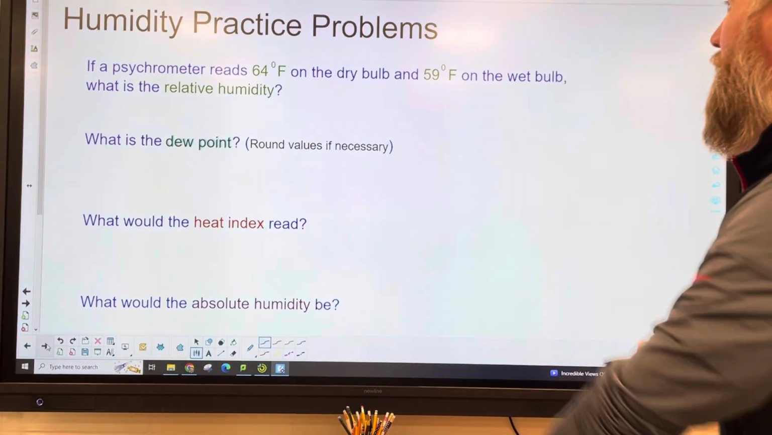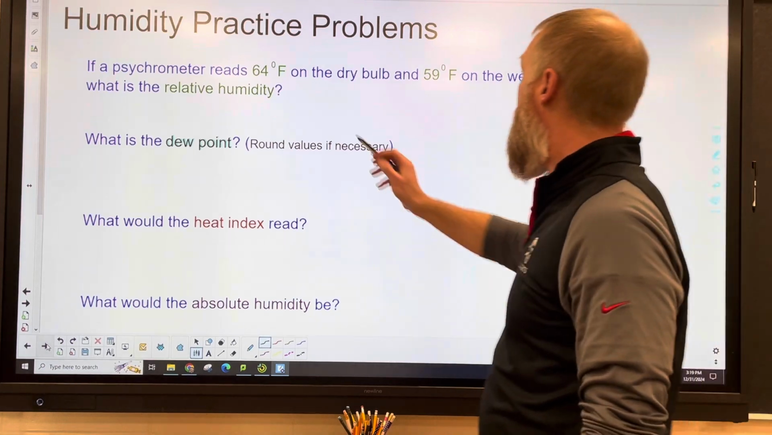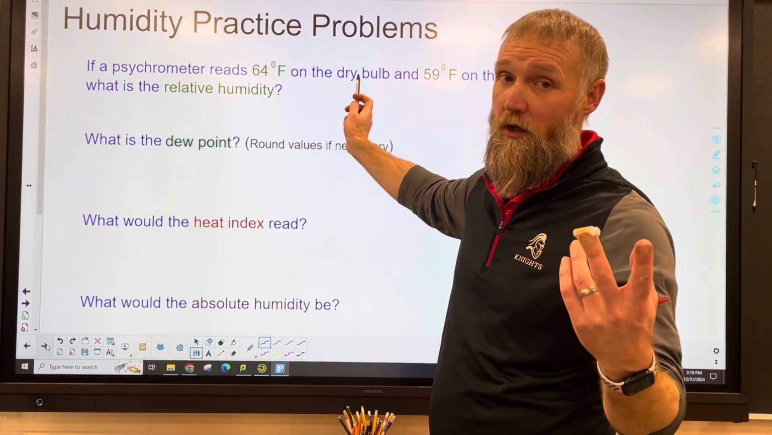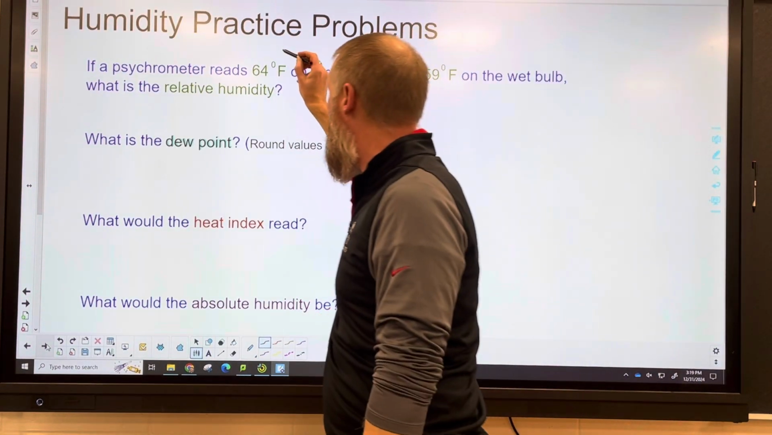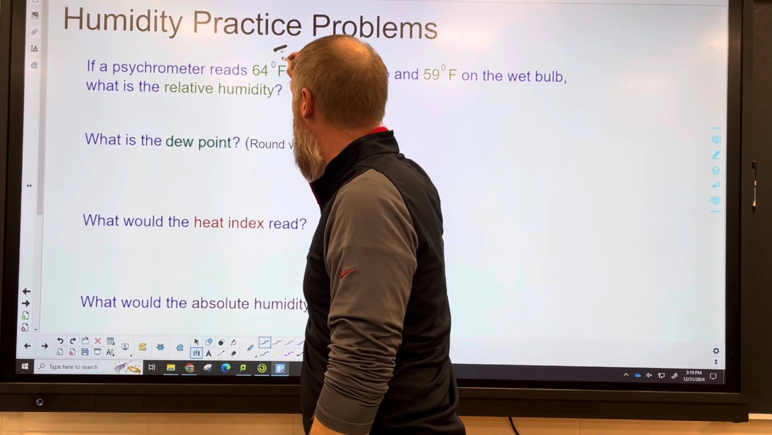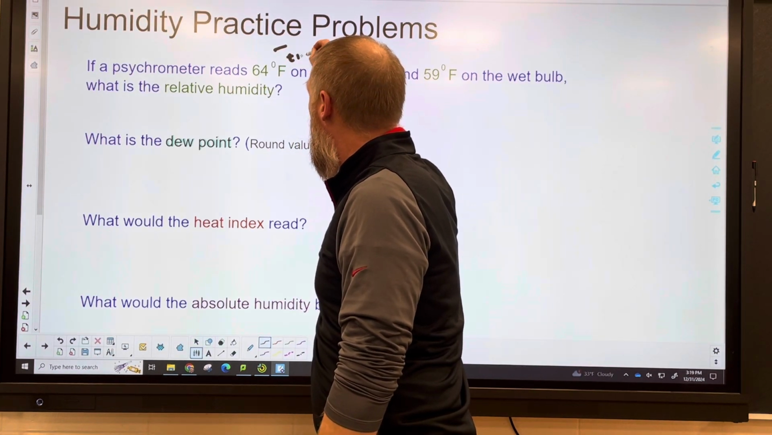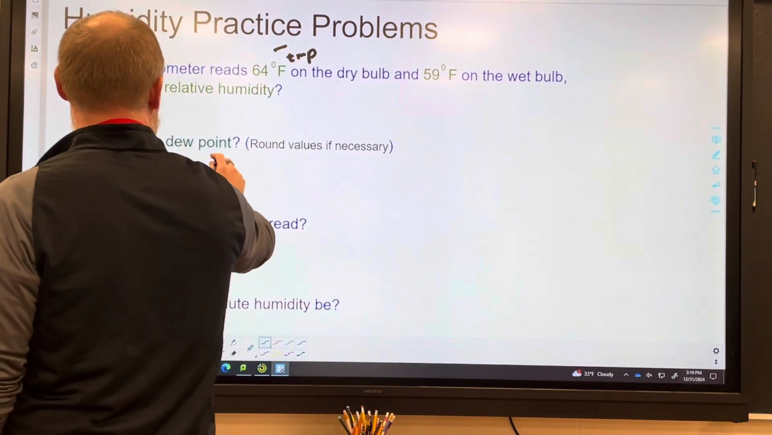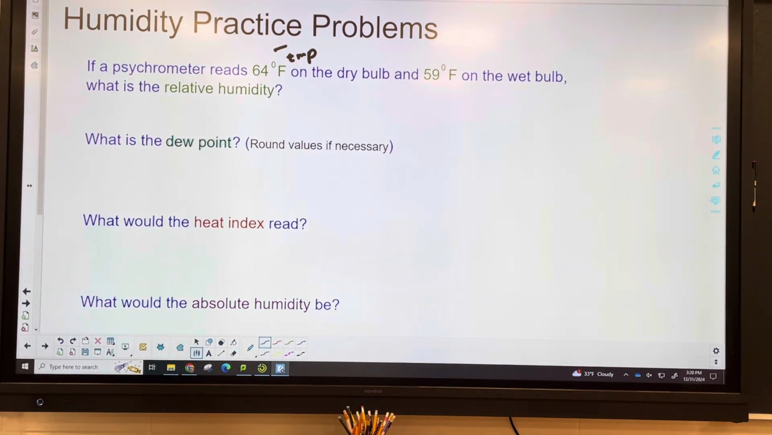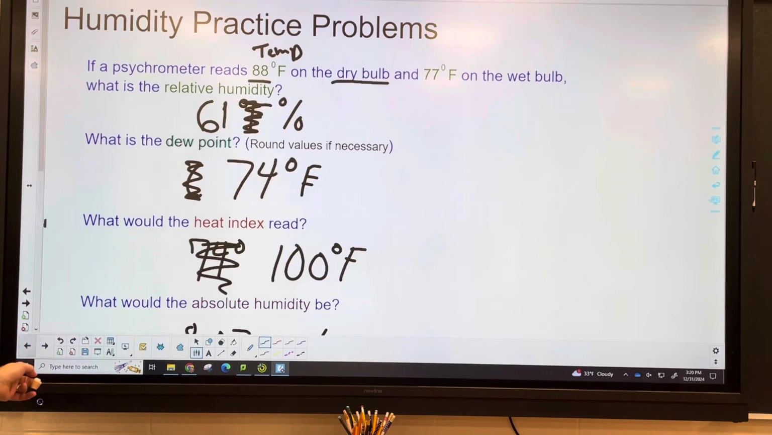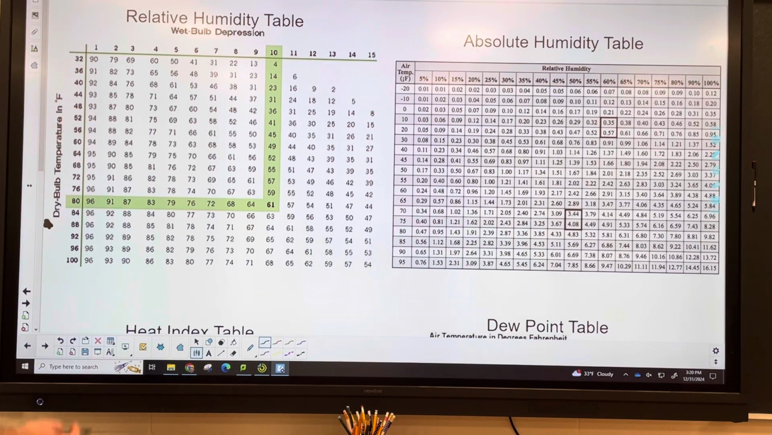All right, example problem number 2. So we've got 64 and 59. Those are our two numbers, dry bulb and wet bulb. Remember, dry bulb is the same as our air temperature. We'll want to keep that number in mind because we're going to use it for dew point, heat index, and absolute humidity. But for now, we're going to jump to our first table, which is this one.